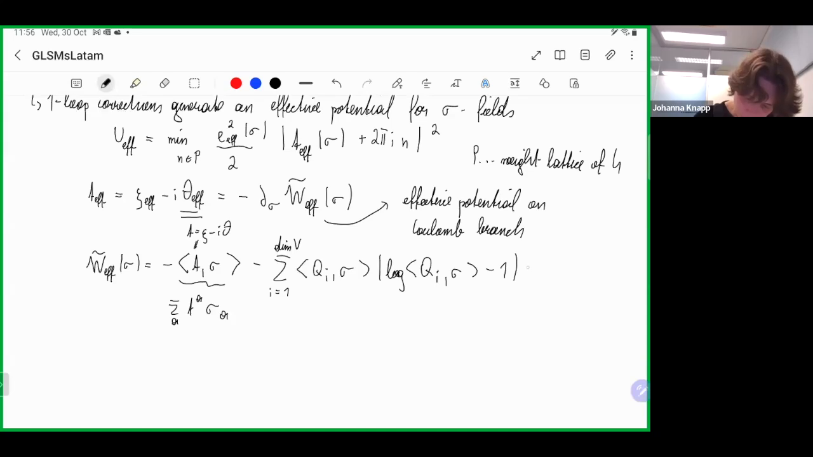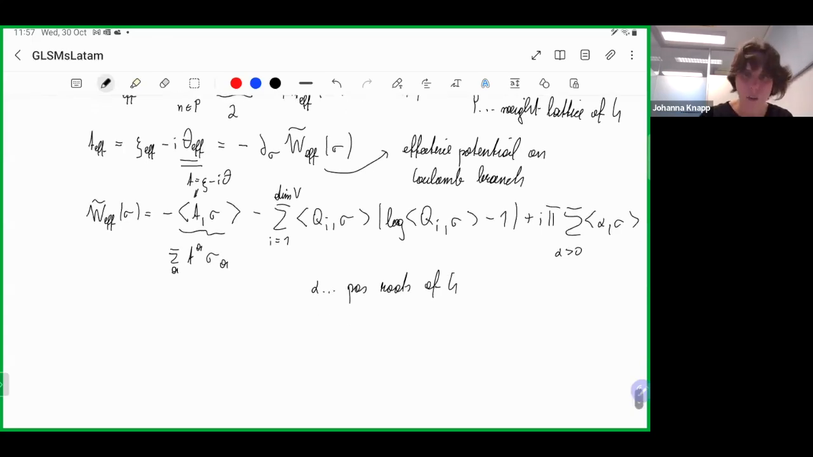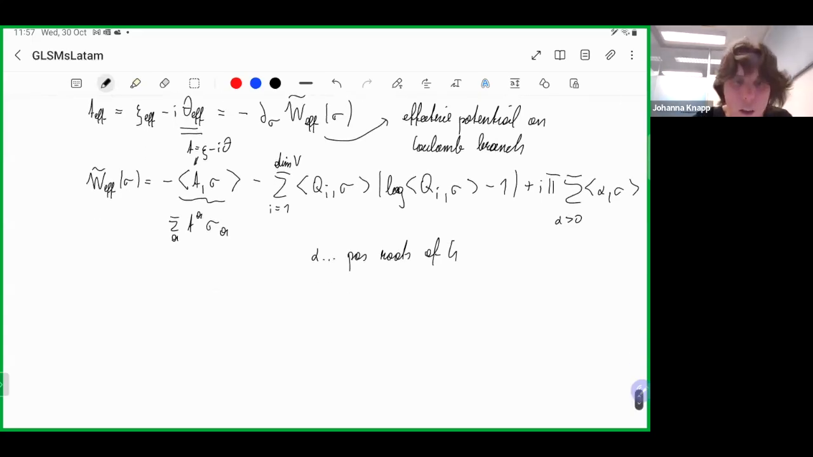And then if you have a non-abelian GLSM, you'll have a shift that depends on the positive roots, alpha, paired with sigma. So alpha are the positive roots of G. So you'll also have to find those.